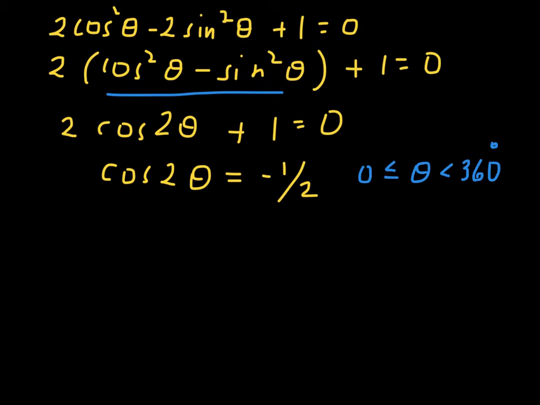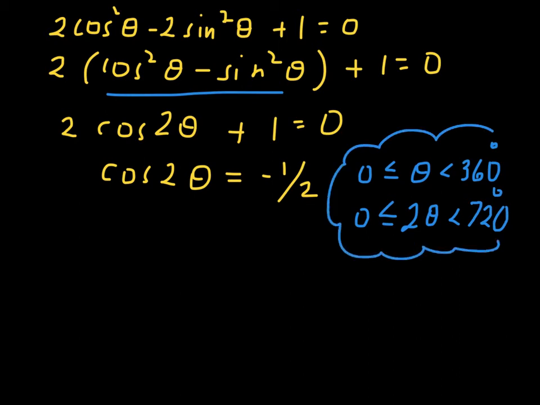But right now, this argument is 2 theta. So when you consider substitutions for 2 theta, you have to multiply theta by 2 to get 2 theta. That means you should multiply 0 by 2, which is still 0, and 360 by 2, which is 720 degrees. What does that mean? That means 720 degrees is two trips around the unit circle, right, everybody? So be careful that you grab all your solutions and you don't miss any, all right?